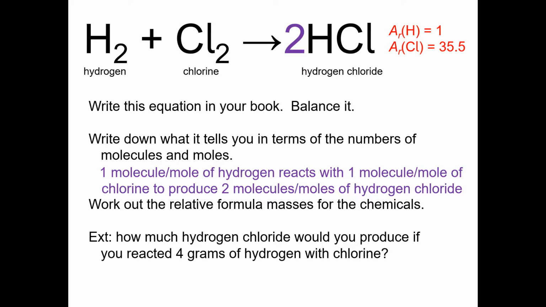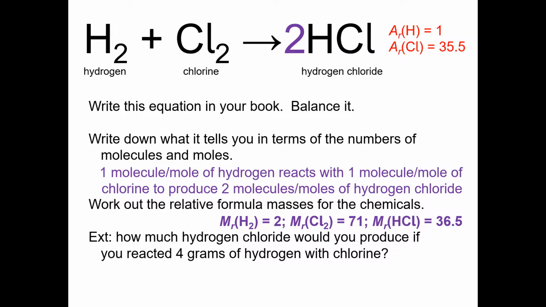The relative formula masses, well, I gave you the atomic masses of the atoms involved. For hydrogen, it's simply 2. For chlorine, it's 71. For hydrogen chloride, 36.5. Well done if you got those right.